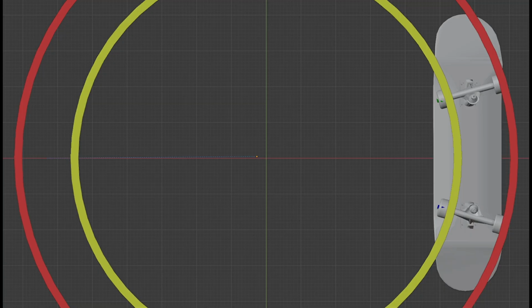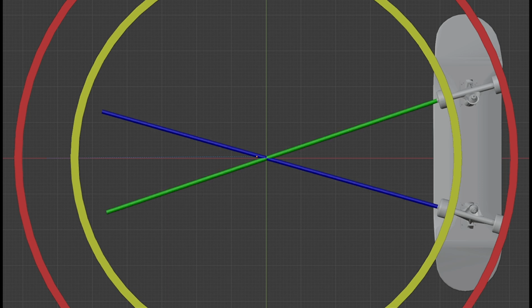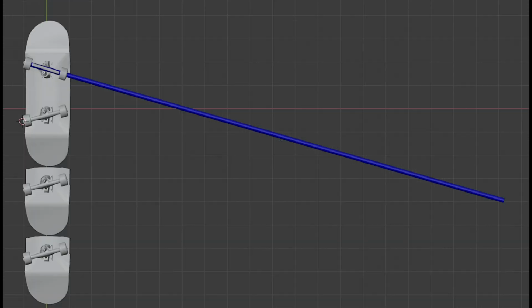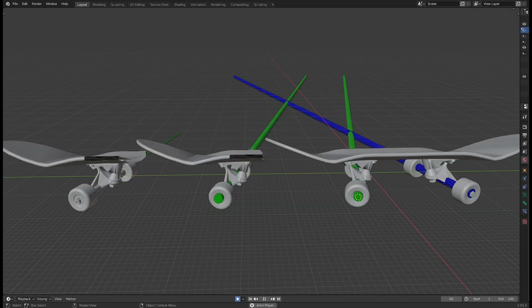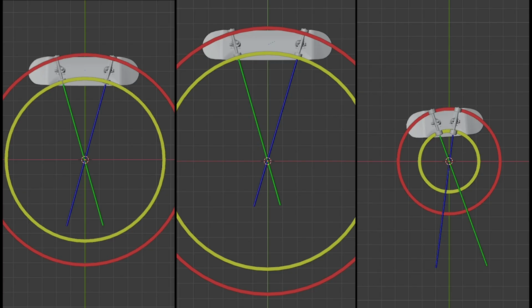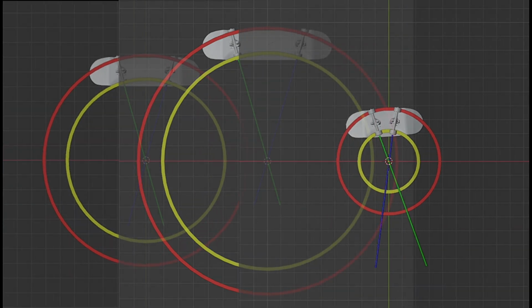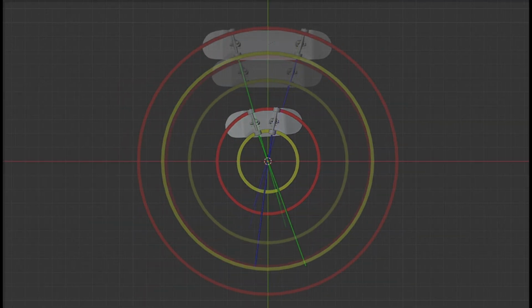To understand this, first, we have to find the center of the circle. It can be found by calculating an intersection of the trucks' extensions. In order to simulate how the wheelbase affects the circle, let's imagine we have a fixed rear truck, and three different locations of the front truck. As you can see, the wider the wheelbase is, the farther the intersection becomes, and vice versa. This means the wider the wheelbase is, the bigger the turning radius and steering angle becomes.